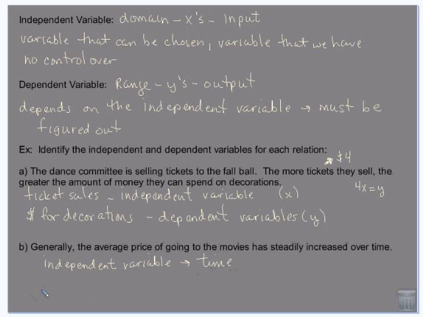Time is always going to be your independent variable. If time is mentioned, it's the independent variable because we cannot control time. Time passes. We can't stop it. We can't reverse it. Time is extremely independent. It just does what it's doing, right? So in this case, the dependent variable, the thing that is changing because time has changed, is the cost of the movies.